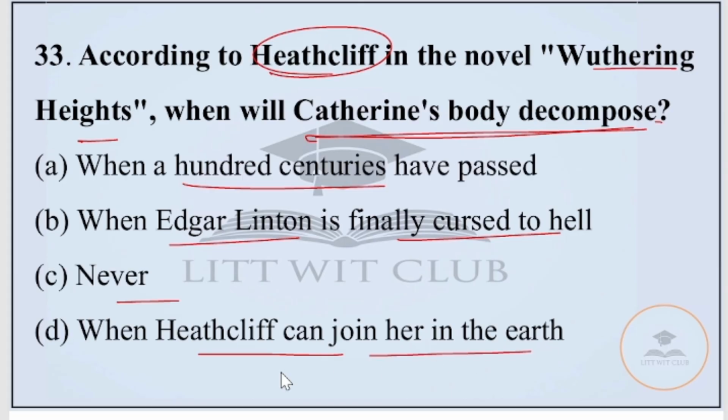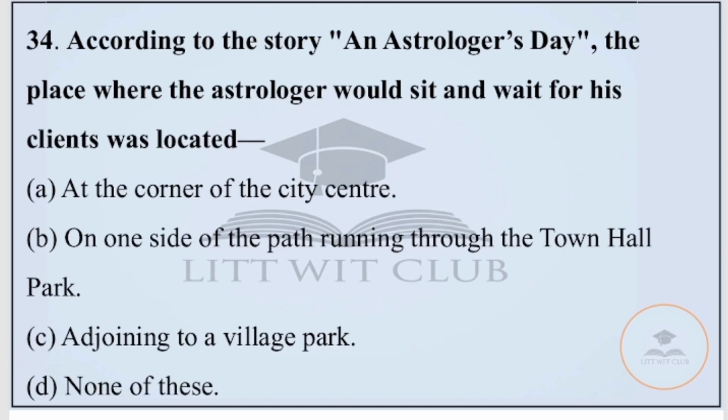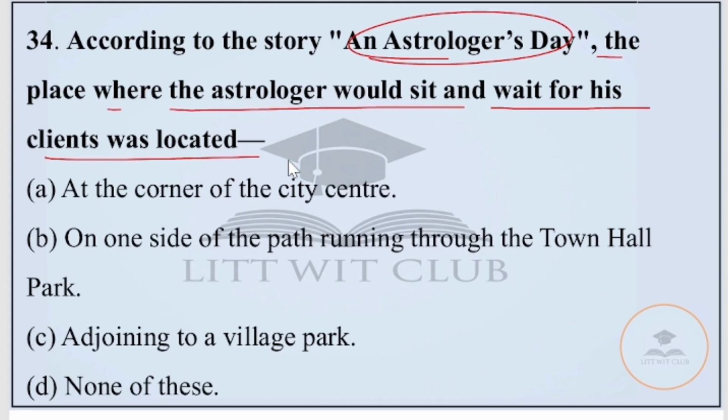And the correct option is option number D, when Heathcliff can join her in the earth. Question number 34. According to the story An Astrologer's Day, the place where the astrologer would visit and wait for his clients was located at the corner of the city center, on one side of the path running through the town hall park, adjoining to the village park, or none of these. And the correct answer is on one side of the path running through the town hall park.